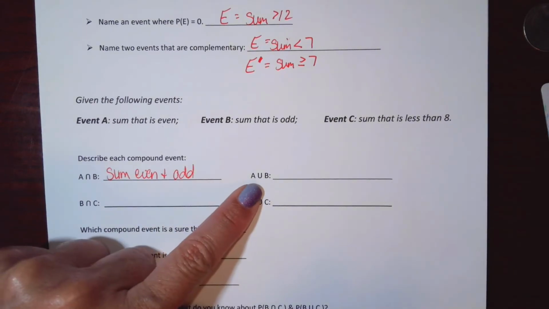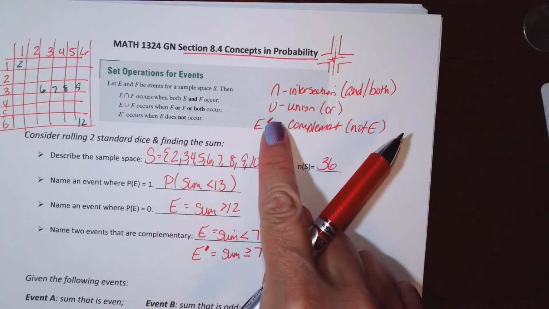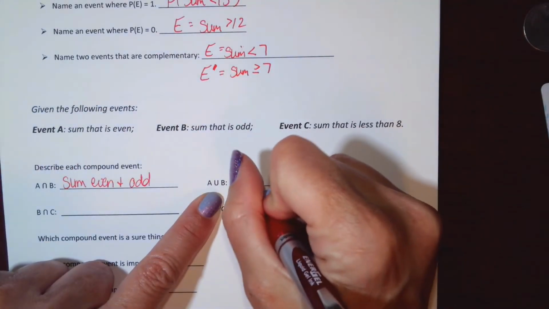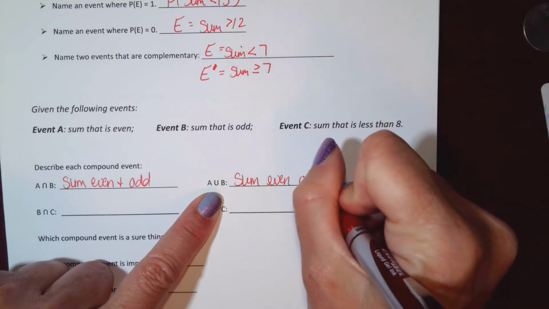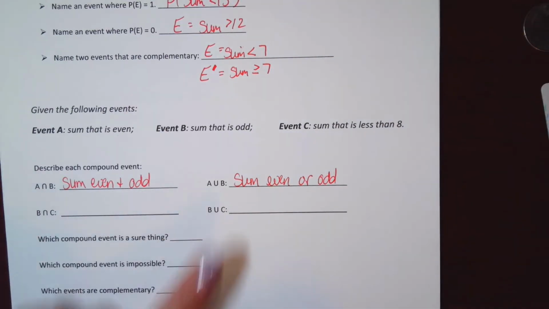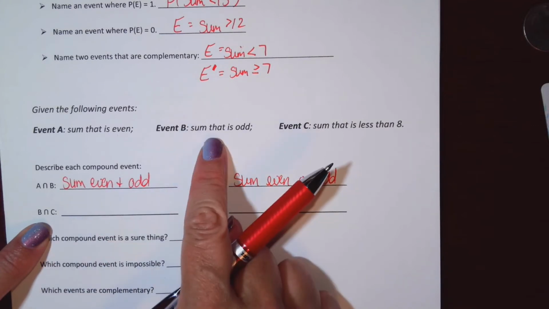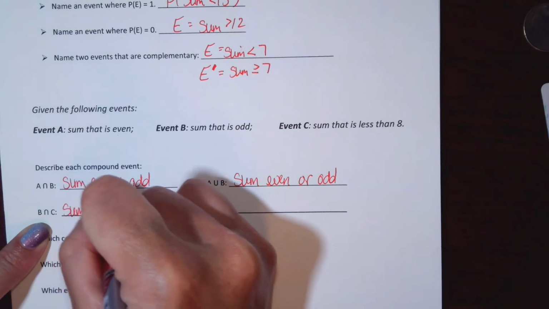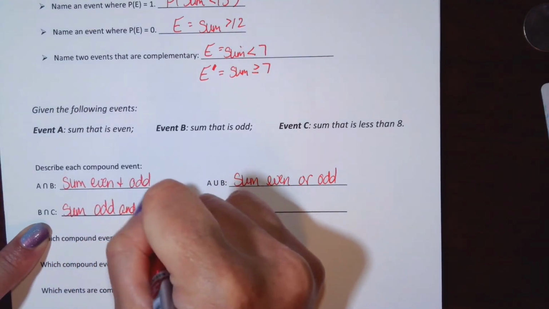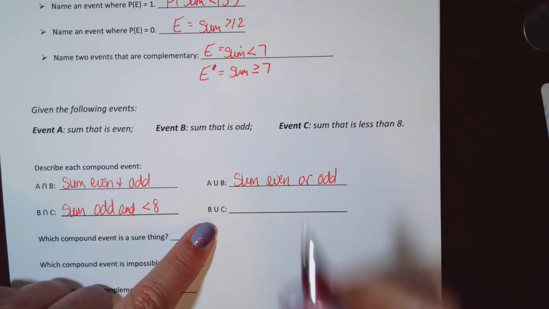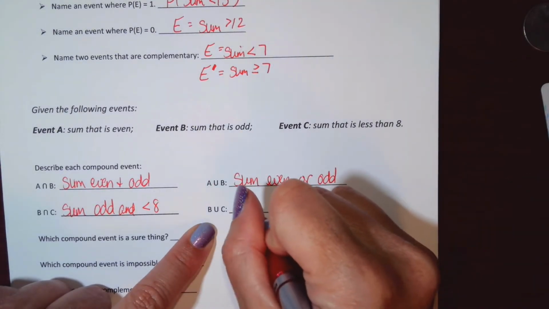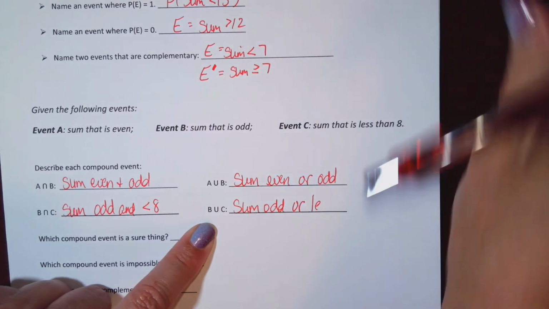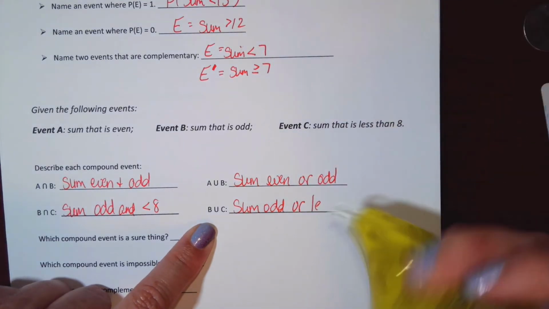What about this one? Well, that is my union. Keyword is or. So that would be a sum that is even or odd. Right here, this is going to be odd and less than 8. A sum that is odd and less than 8. This one would be a sum that is odd or less than 8. I'm going to change that to my inequality symbol.